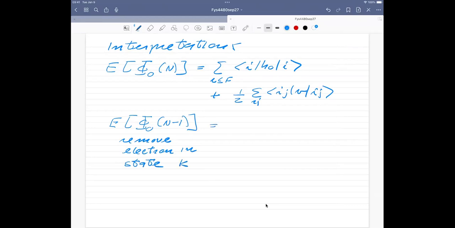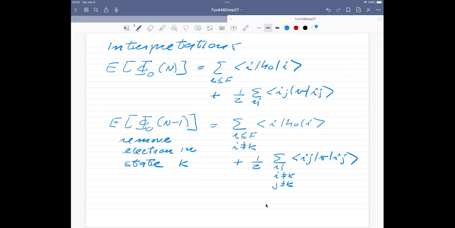Now there is a pretty important approximation I'm making. So it's still a sum over i less than F, but i is different from k. And then I have ⟨i|H0|i⟩, plus 1/2. And now I have a double sum, again over i, j, where i is different from k, and j is different from k. And then I have ⟨ij|V|ij⟩.